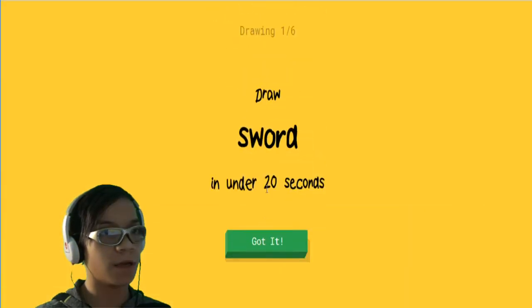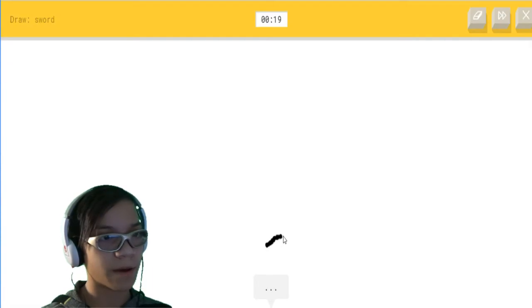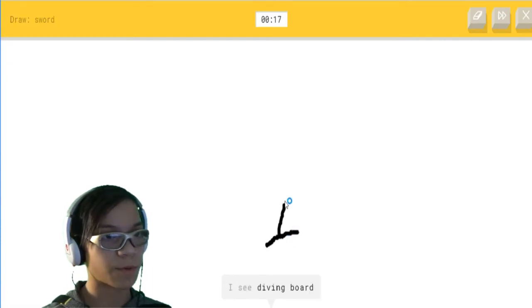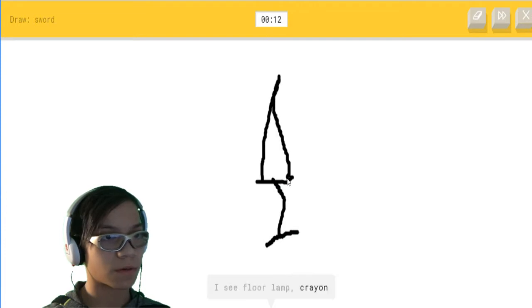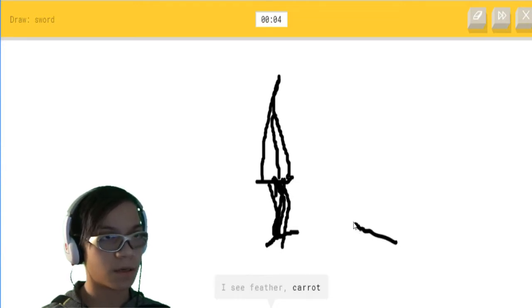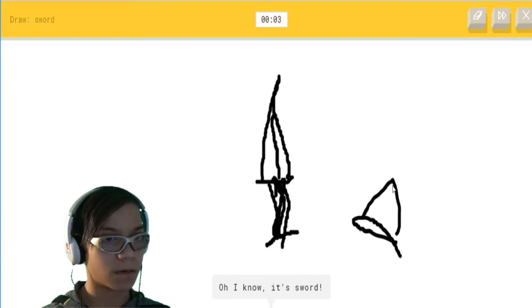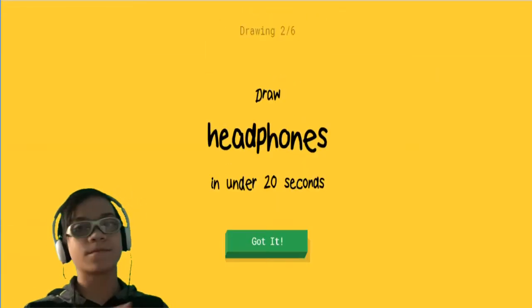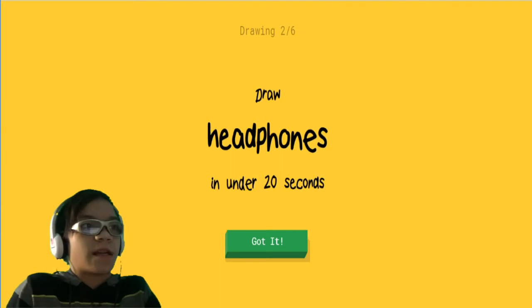So here we go. A sword. Got it. By the way, this is probably going to be real short. I see diving board. Or clarinet. Or bread. I see floor lamp. Or crayon. Or syringe. I'm stumped. She's stumped, guys. I see feather. Or carrot. Or screwdriver. Oh, I know. It's sword. No way. She literally said I'm stumped.